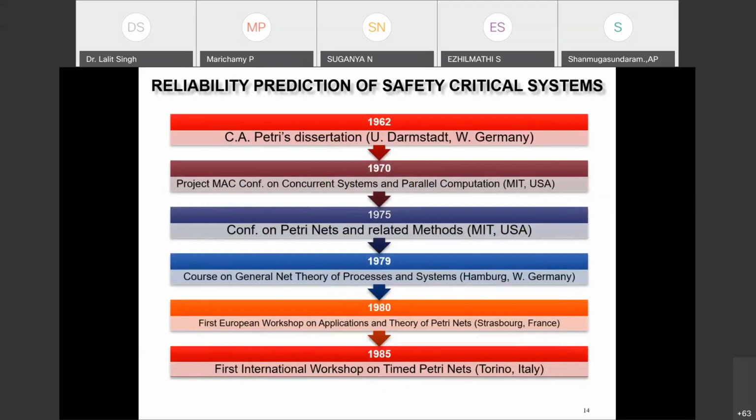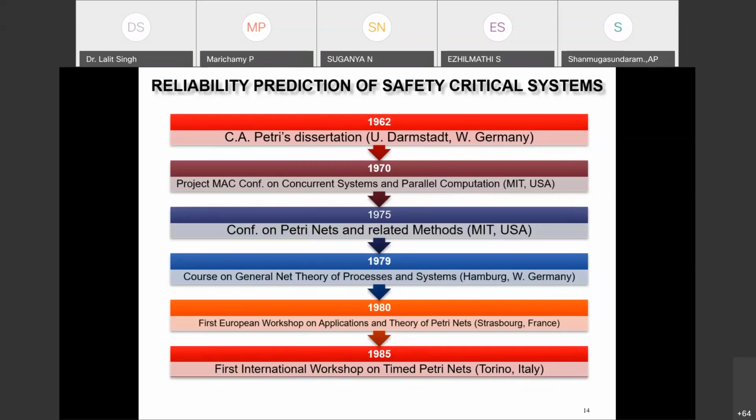Now let us look at the history of the Petri Net, from its origination to the various milestones that it has achieved, due to which it has become more and more popular. As I said, the concept was introduced in 1962 by C.A. Petri in his PhD dissertation. He was a German PhD scholar.